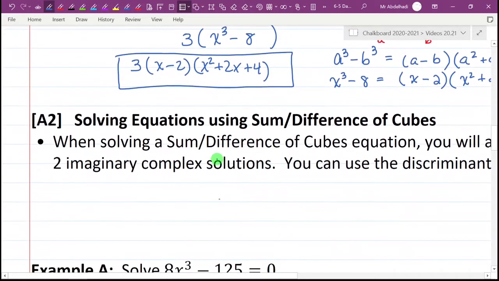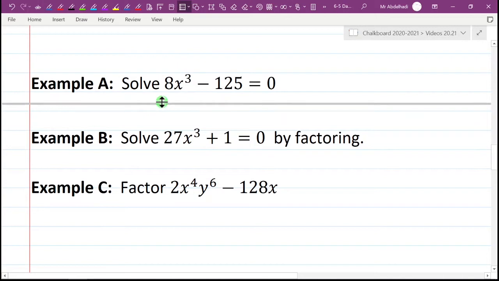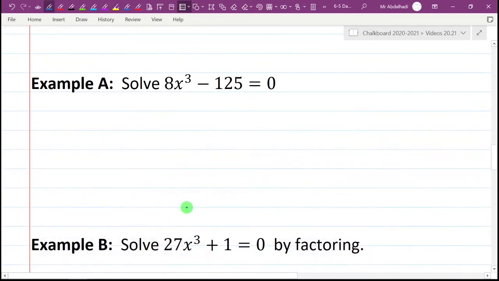All right, so what about solving equations? Because sometimes you have equations that need to be solved via factoring. The whole point of factoring, 90% of the time, is to solve and find roots and stuff. So here we go. We have what might be a difference of cubes equal to 0. So can we factor this and use a zero product rule?